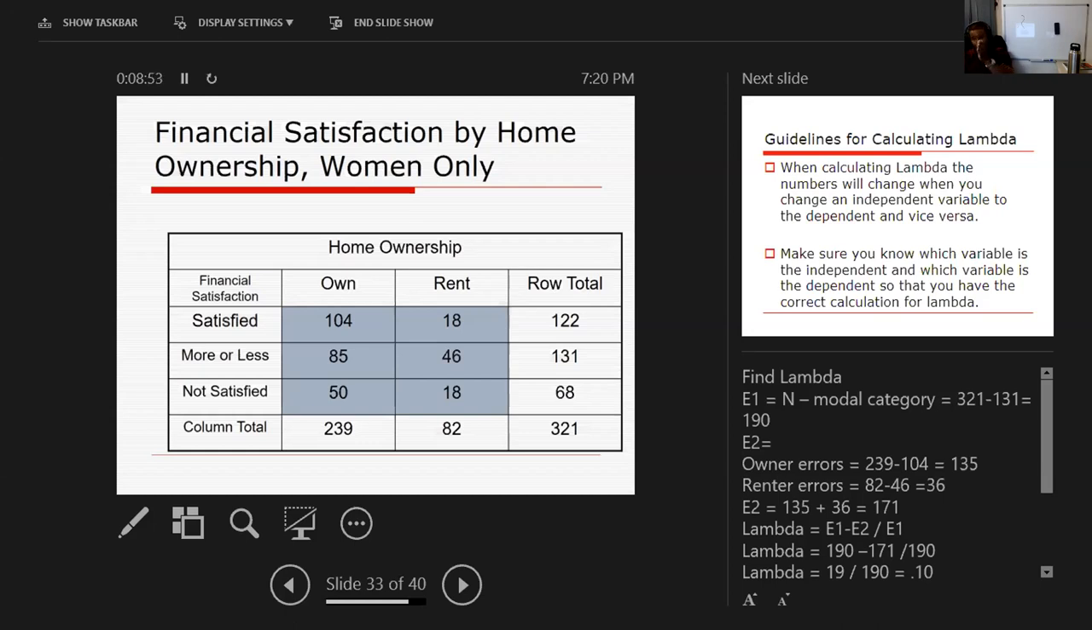Now you're going to have to do that for the independent variable to find E2 as well. So now that you already got E1, we just said it, it's 190. Now you all need to go find E2 for both own and rent, and then add them together to get E2. Owner errors, 239 minus 104.